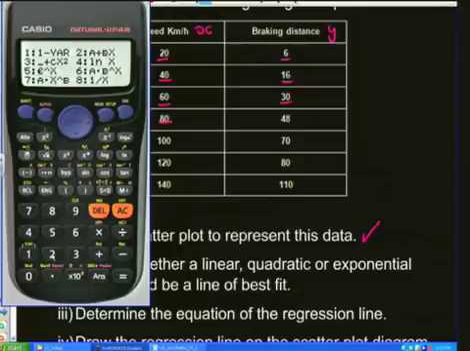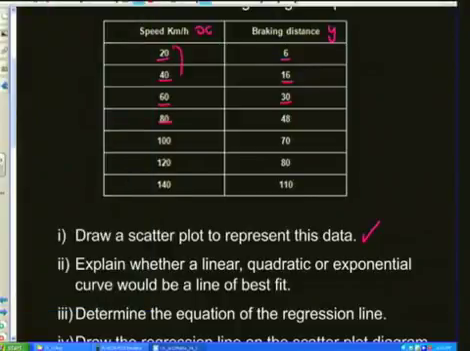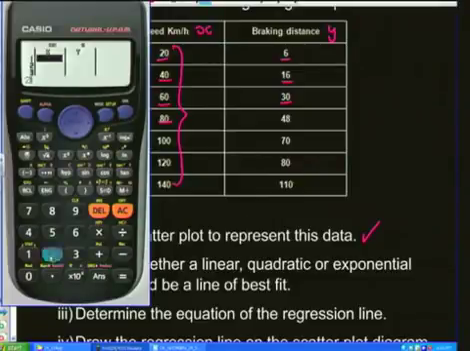Okay, it's the A plus BX button. That's the formula for a linear equation. All right, so now what we do is we've got all of this information over here, which we're going to have to plug into the calculator. So I'm going to say 20 equals. I've got 40 equals. I've got 60 equals. 80 equals. 100 equals. 120 equals. And 140 equals. Right, so I hope you guys have got all of that in your calculator.